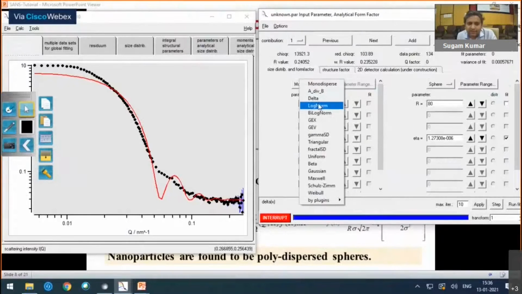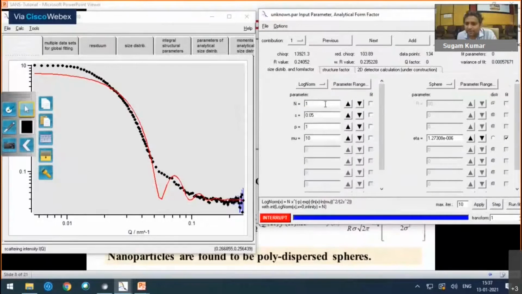Let's take, since there are oscillations, so let's take some size distribution, which say suppose is log normal, which is very popular. S is that sigma.